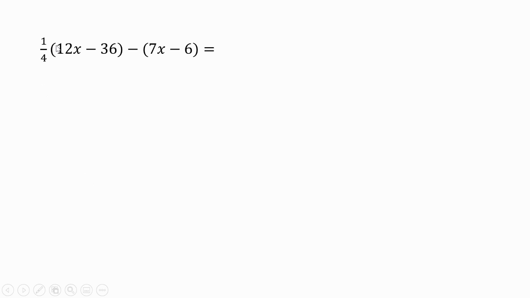So in this case, I have a fraction. It's kind of annoying, but this is not too bad of a problem. And then I have another negative right here that needs to be distributed. So I'm going to distribute right here, and then I'll distribute right here. So I have two sets of distribution.